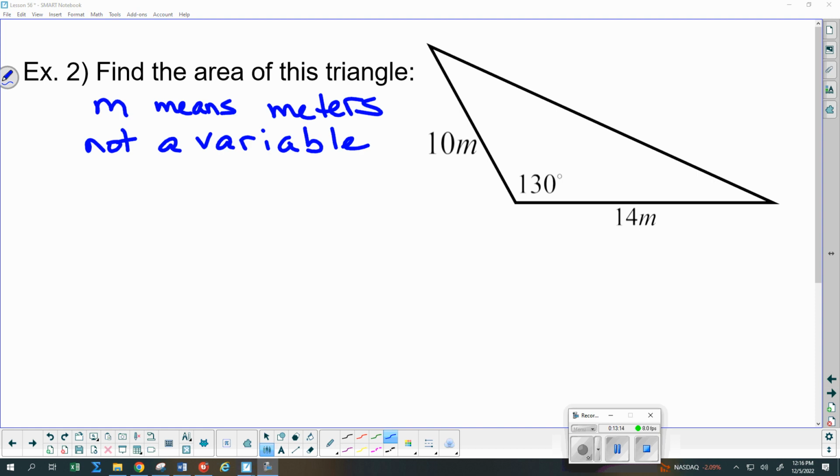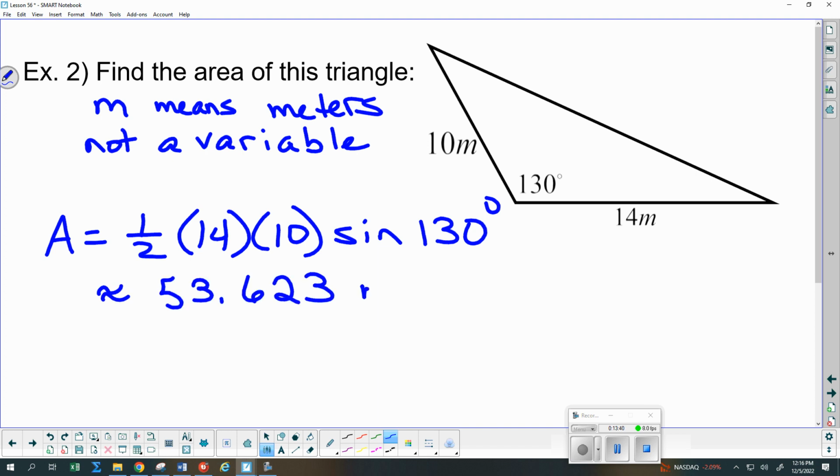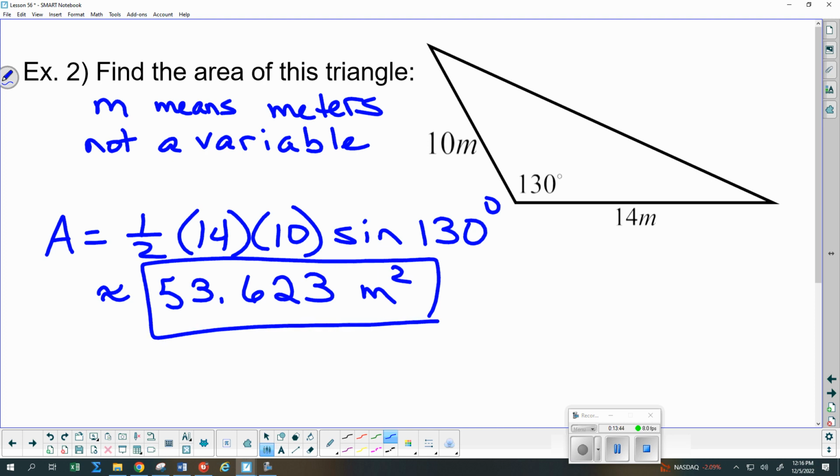You have all said you've gotten 53.623, which is indeed correct. So area is 1/2 one side times another side. The 130 is in between there. The sine of the 130 degrees. You could, if you wanted to, mentally do 1/2 of 14 is 7 times 10, 70 times sine of 130, or you could enter the whole thing. But you do indeed get 53.623 square meters. Questions from anybody on that?